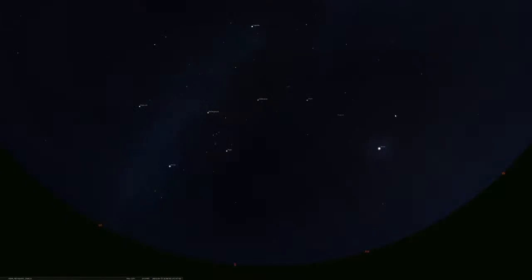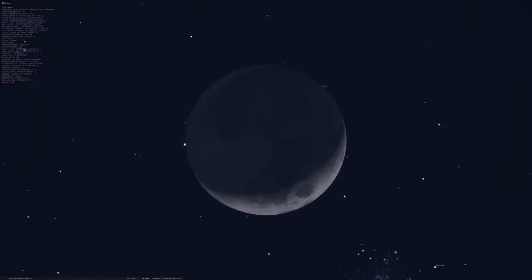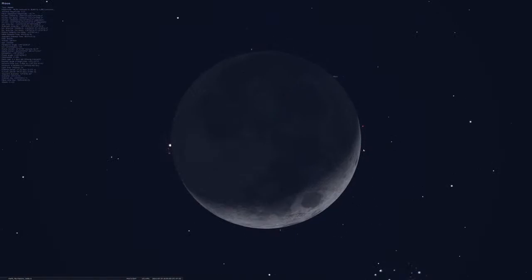Let's get back to our planetarium software. So there's our first topic of the day. It's going to be the crescent moon, and so the moon's going to look something like this tonight. Just a little crescent. People like to call this a young moon because it's just starting out the cycle. The bright side is on the right side.